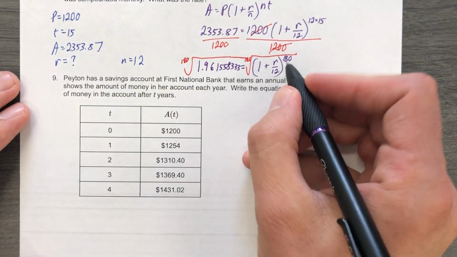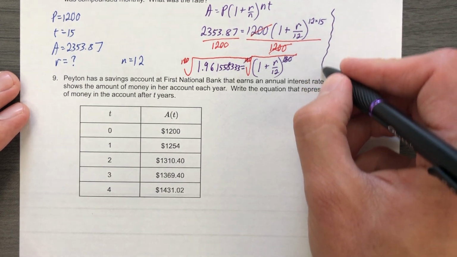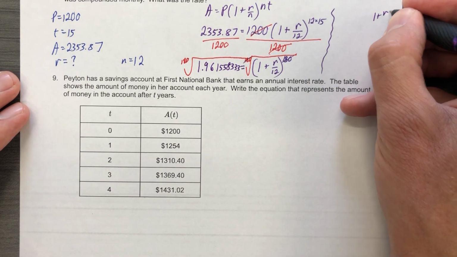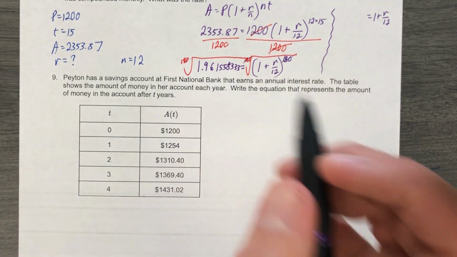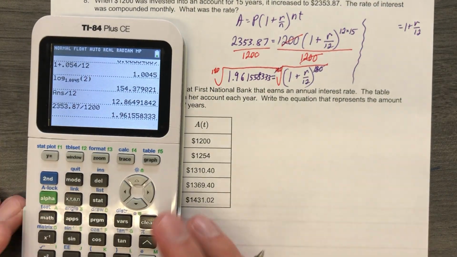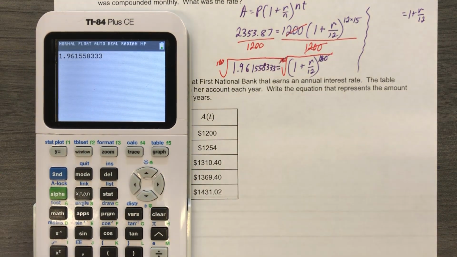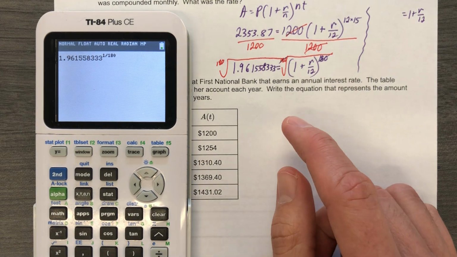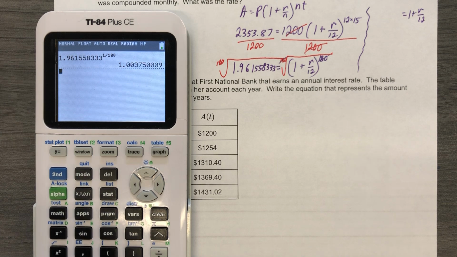Okay, so on this side, the 180th root cancels with the 180, and so I am left with 1 plus R over 12. Well, on this side, I have the 180th root of 1.96. So let's do that. Actually, that was the last thing I typed, and I want the 180th root of it. Check this out. We're going to raise it to the 1 over 180. It's the same thing. An exponent of 1/2 is a square root. Exponent of 1 over 180 is a 180th root.